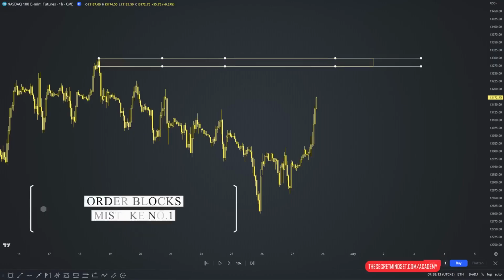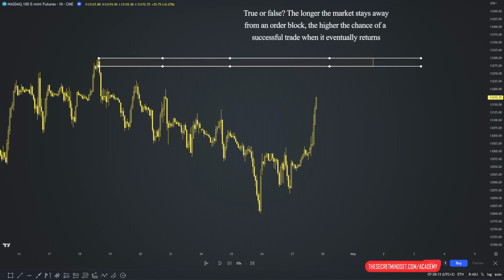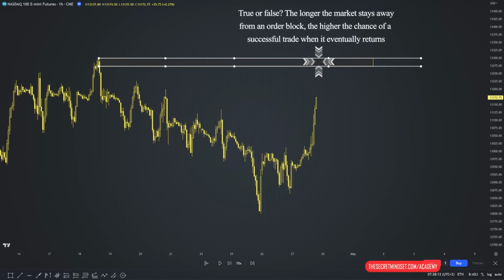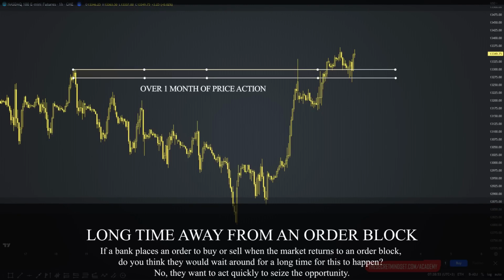When it comes to order block trading, one common rule is to consider how long the market has been away from a particular zone. It's believed that the longer the market stays away from an order block, the higher the chance of a successful trade when it eventually returns. However, this belief is actually incorrect. Think about it this way. If a bank places an order to buy or sell when the market returns to an order block, do you think they would wait around for a long time for this to happen? Actually, no. They want to act quickly to seize the opportunity.